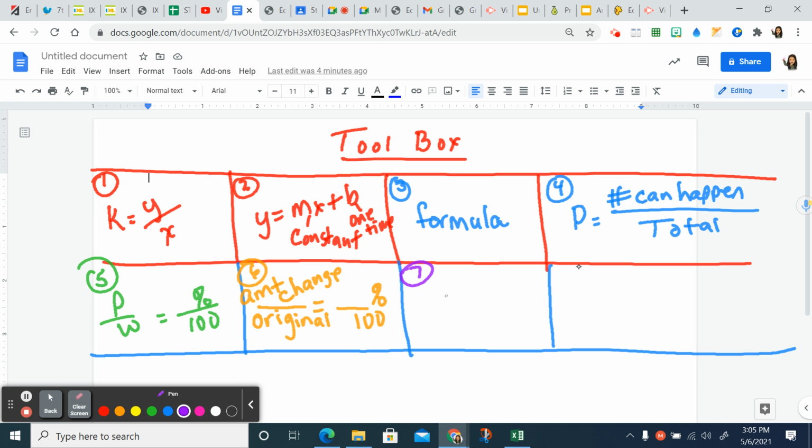Number 7, x and y coordinates. Our x goes across, our y goes up and down on your coordinate plane. Anytime you have to graph a table or something, this is what you're going to use. Number 8, we're going to go to financial literacy. And remember that net worth is equal to assets minus liabilities.